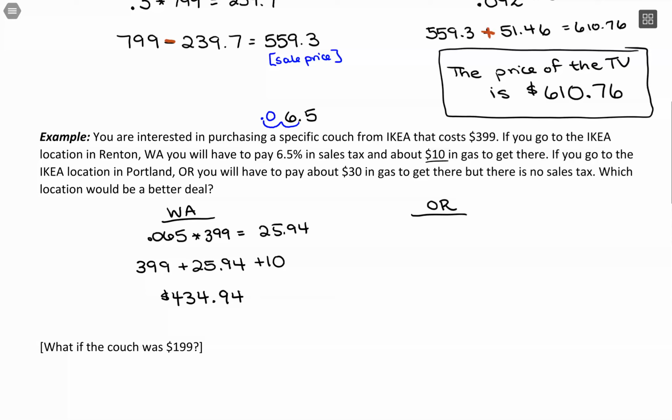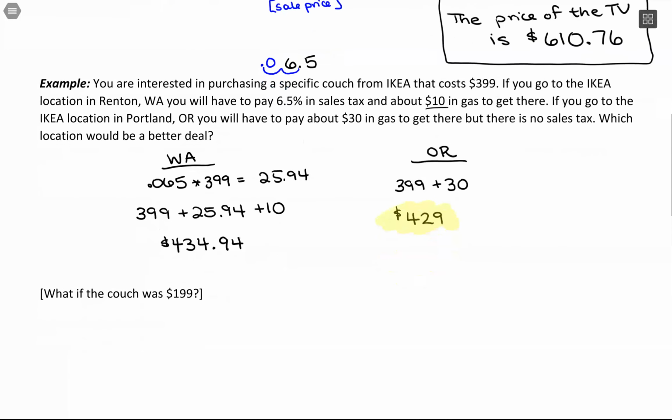So let's compare that to Oregon. In Oregon, there's no sales tax, so we don't need to do any sort of calculation with a percentage here. All we're going to have in Oregon is the price of the couch plus the gas money, which will be $429. So in comparison, the better deal is that $429. It'll be less expensive. So what we can say here for a conclusion is Oregon would be a better deal. So it'd be worth it to travel that far.